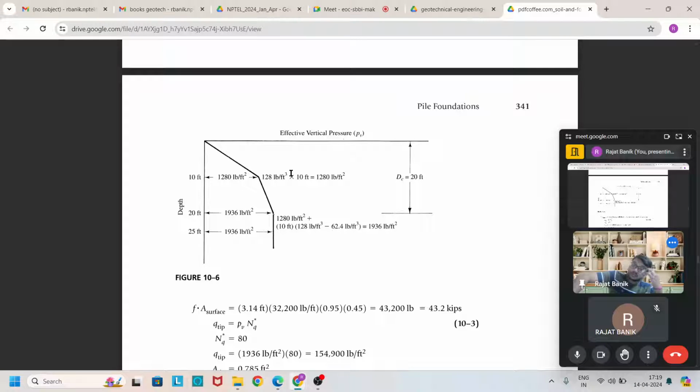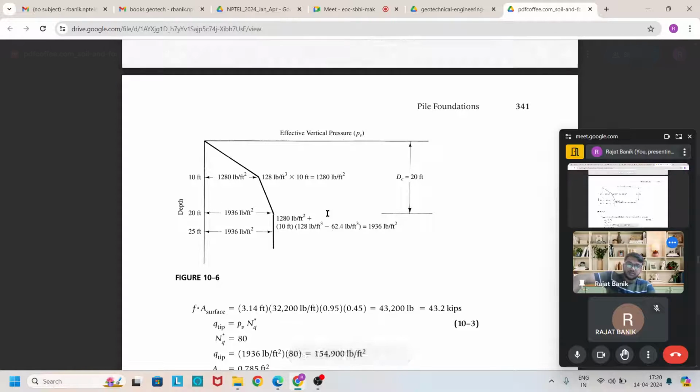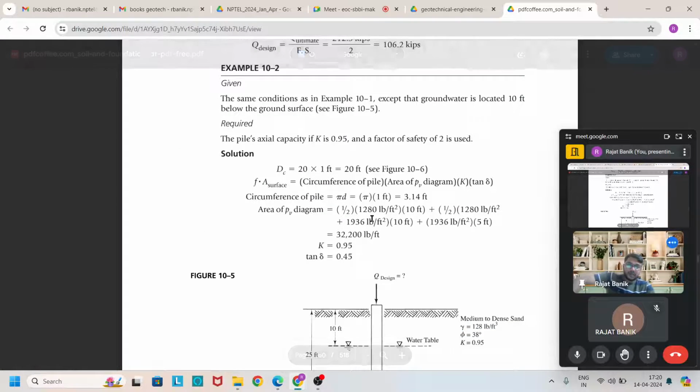So this is one triangle. From here to here it is a trapezoidal shape, so we have to find out this. Then from here to here it is a rectangular shape. So we see that the area of this diagram is half.